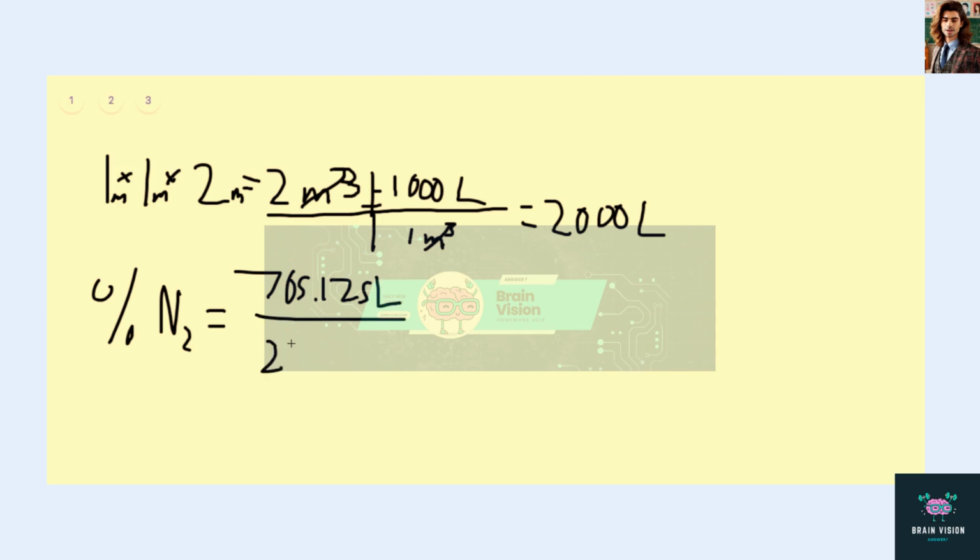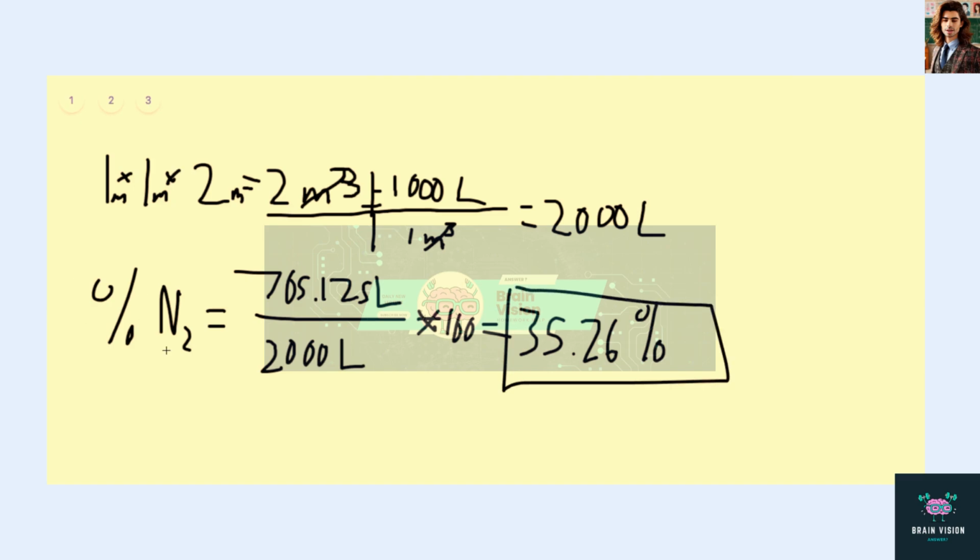So now to find the percent of N2, we take our volume of N2, which is 705.125 liters, divide that by our total volume of the room, 2,000 liters, and multiply by 100 to get it into a percent. And we find that we have 35.26% of the air in that room is displaced by this evaporating nitrogen.